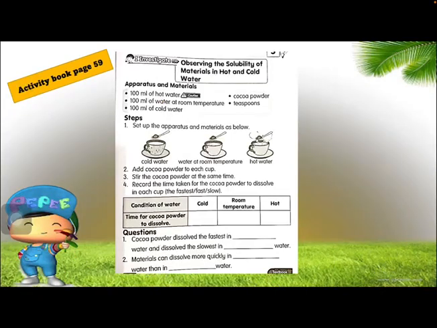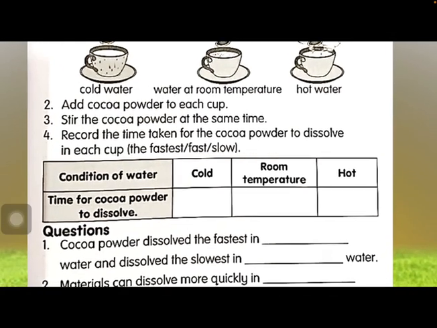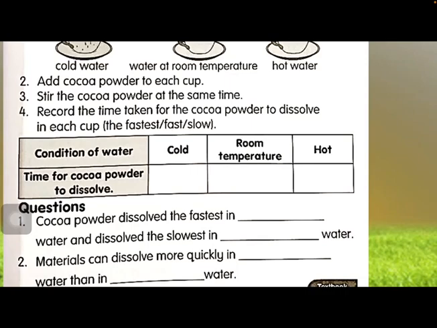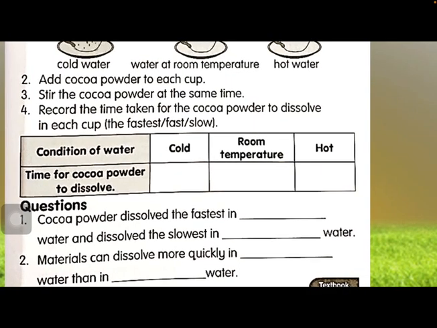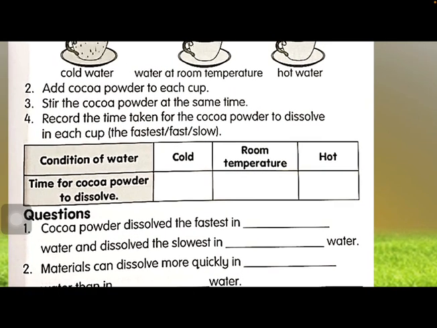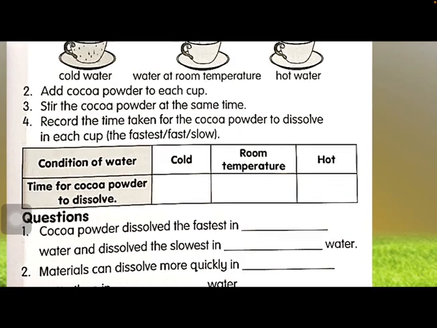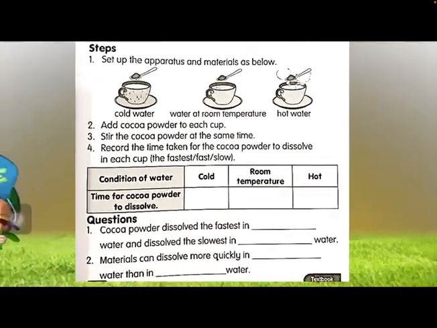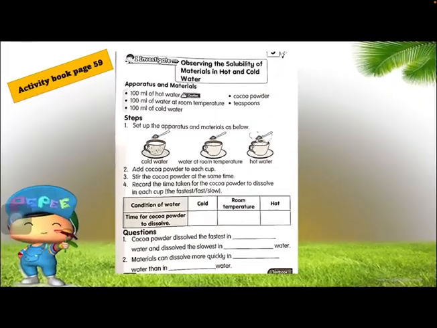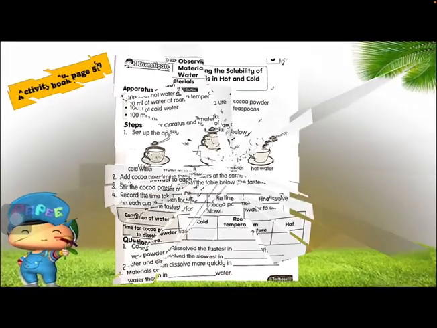After that, activity book, page 59. Same also, you can do it in your house. Then answer here, record your observation. Time for cocoa powder to dissolve. You just write there the fastest, fast or slow. Don't write the minutes. Write there the fastest, fast or slow.